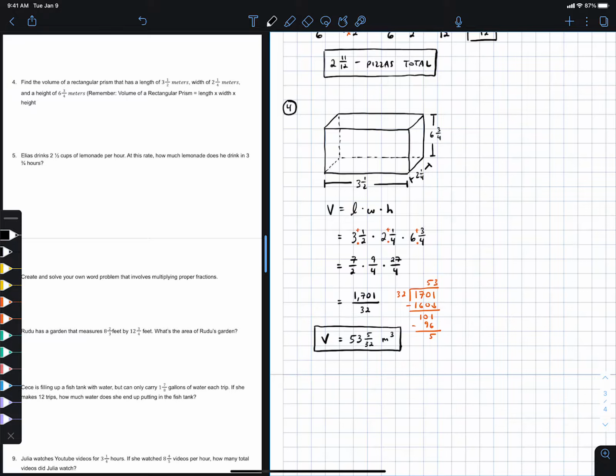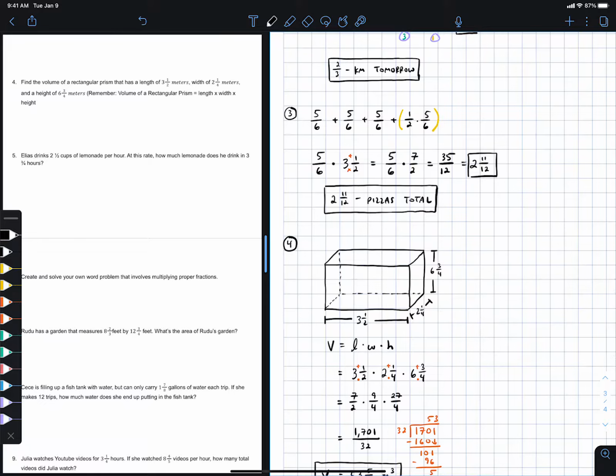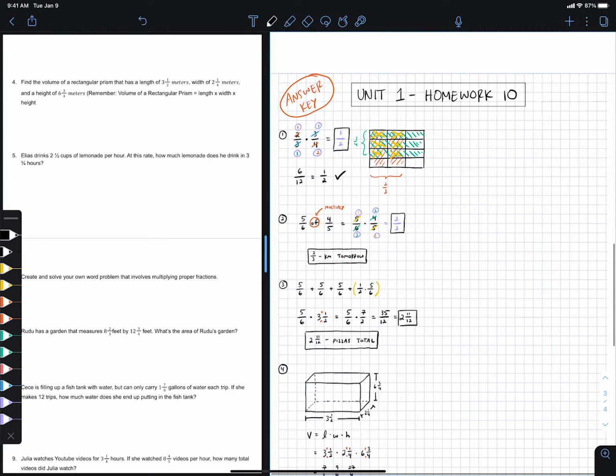Number 5, Elias drinks 2.5 cups of lemonade per hour. Okay, that's a rate. How much does he drink in 3 3/4 hours? So this is the one kind of similar to Emma, where she was eating the pizza each day. But now it's Elias, and we're talking about lemonade. So let's give this a try.